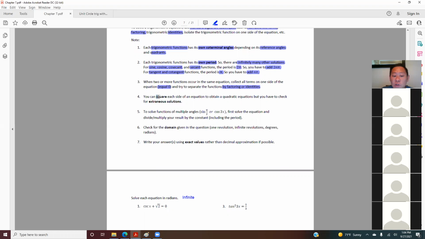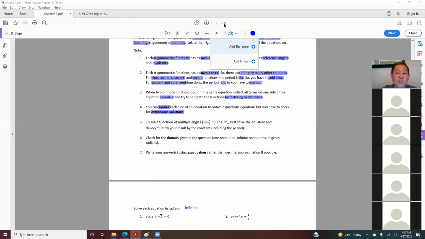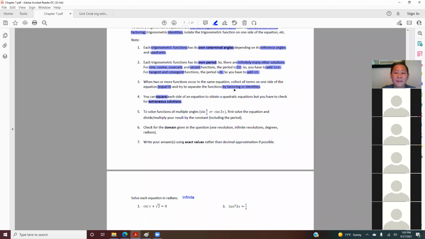The square, you can also square each side of the equation. That means square both sides of the equation. But watch for extraneous solutions. Does anyone know what I mean when I say extraneous solution? So you actually have to check your answer. Okay, you do have to check. Extraneous solution means that it's a solution, but when you plug in and check it, it does not work.